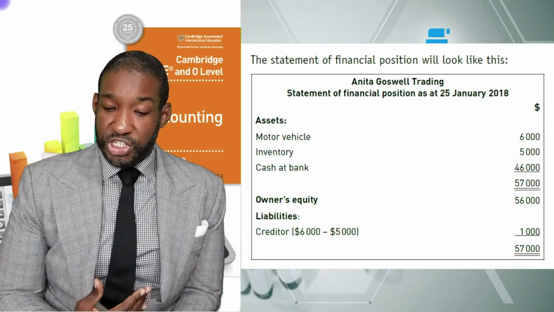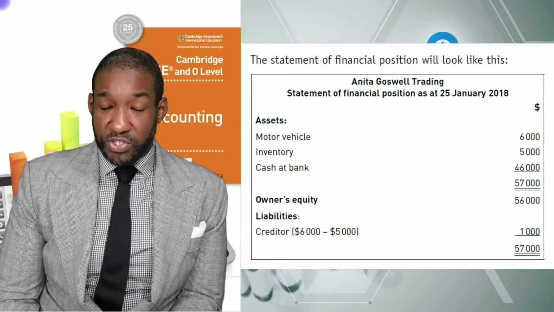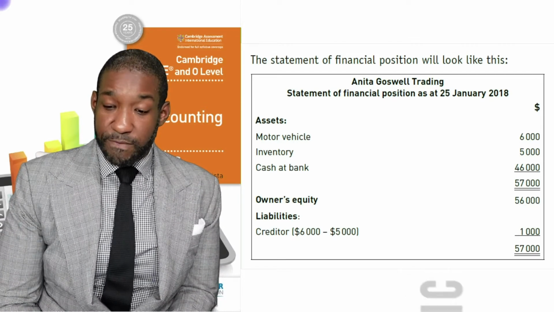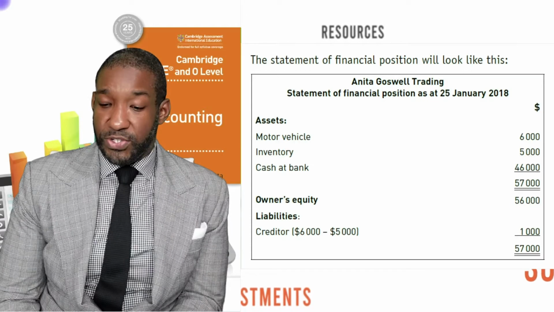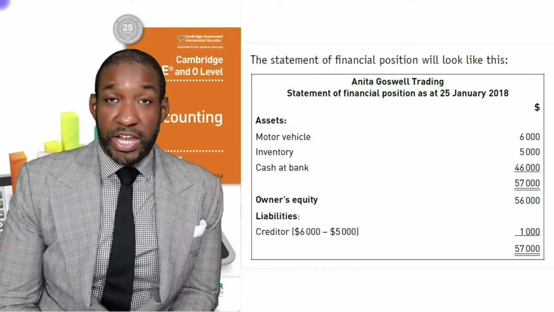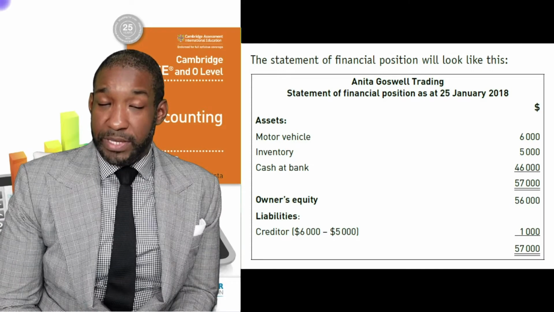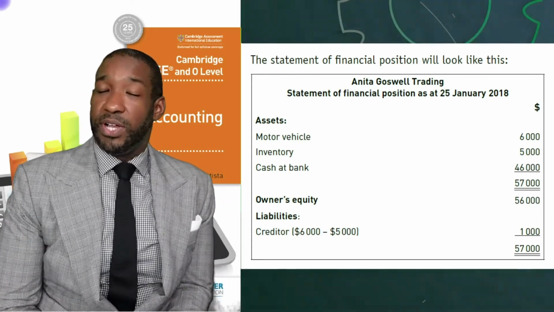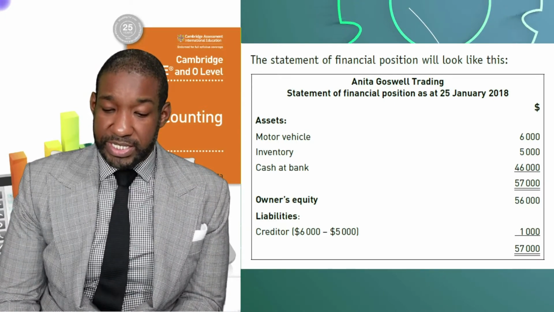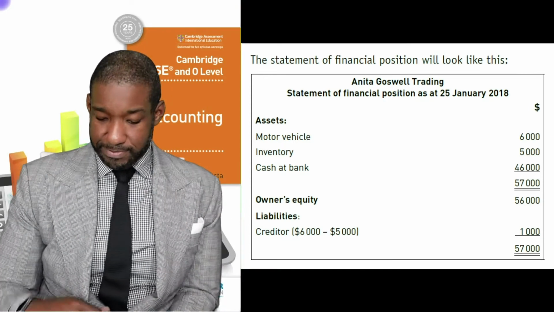The statement of financial position will look like this. Assets, motor vehicle still costs $6,000, inventory still costs $5,000, but the cash at bank has been reduced by $5,000 down to $46,000. That means total assets have now been reduced to $57,000. Owner's equity stayed the same, $56,000. The creditor, the liabilities, have been paid off, but only $5,000 have been paid off. There's still $1,000 left. Therefore, owner's equity plus liabilities is the same $57,000 that Anita Goswell Trading has in assets.